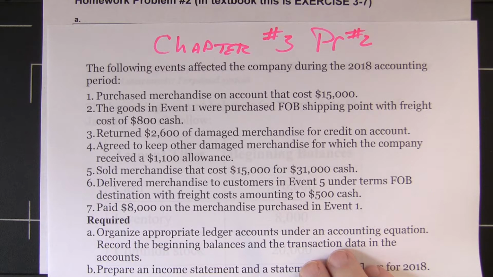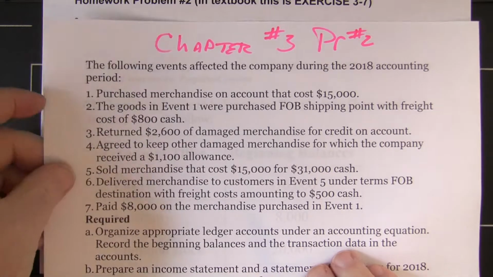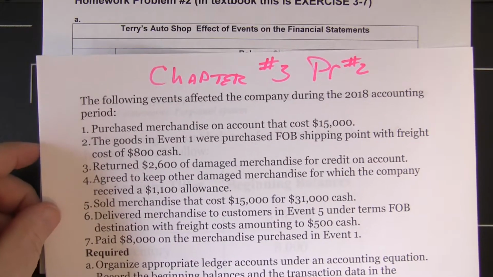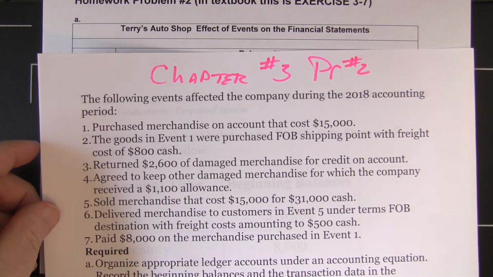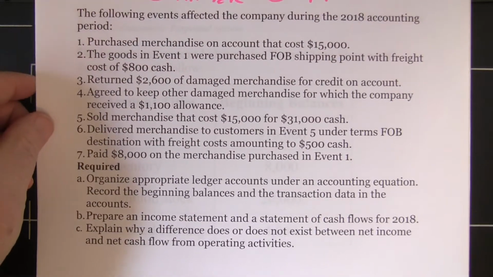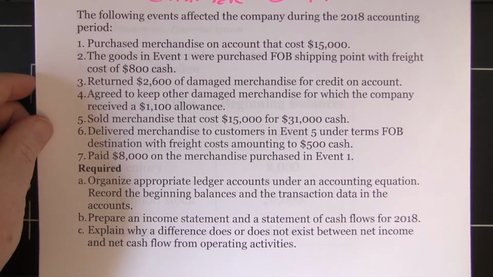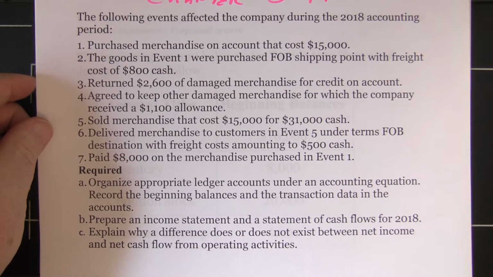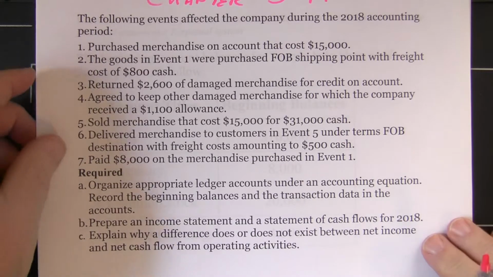Okay, chapter 3, problem number 2. They give us a bunch of information here, and this problem is called exercise 3.7 in your textbook. Just problem 2 on Connect, and they gave us some information. I'm going to go through and highlight the important words first.